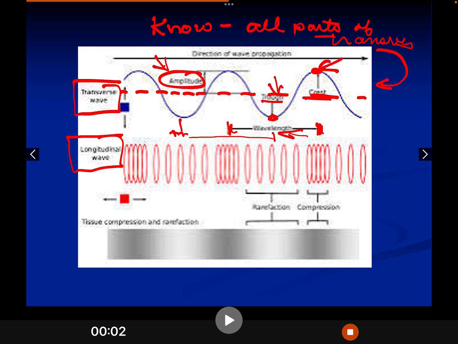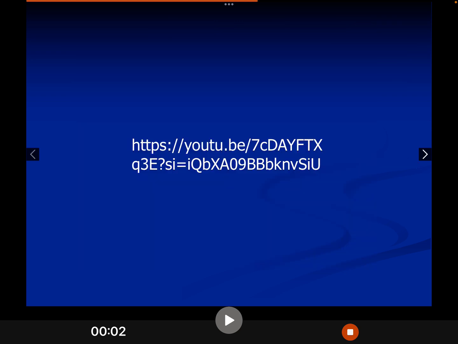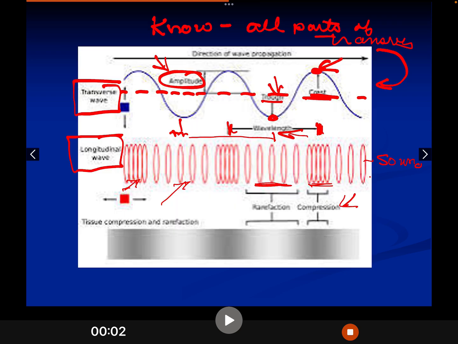We'll go back a slide in a moment, but right now let's look at the longitudinal wave, also known as a compression wave. That's like a compression and a rarefaction. A rarefaction is where they're spread far apart, and a compression is when they're close together. And this kind of wave is a sound wave.